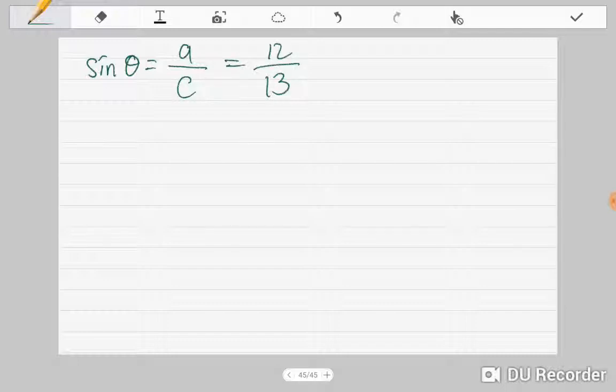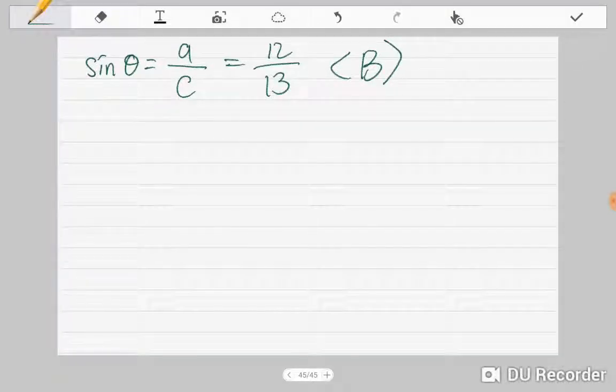Now if you just look at the multiple choice options A, B, C, D, you can clearly see that B is the only option that has 12 on 13. But then you might want to ask, why is it negative there? So now I'm going to explain something called the quadrant rule.